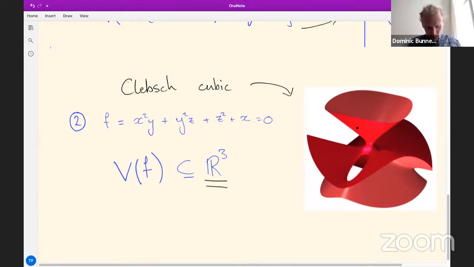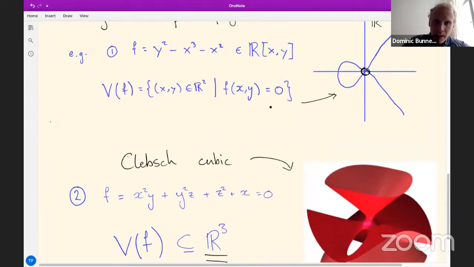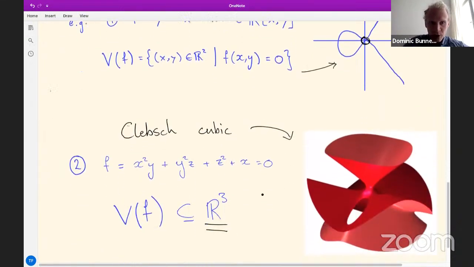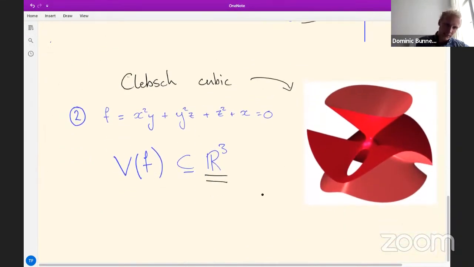So these things are naturally worth studying. In both of these examples we're working over the real numbers so that we can draw the pictures. But in general, we'll be considering polynomials over the complex numbers. So in general, we work over C.